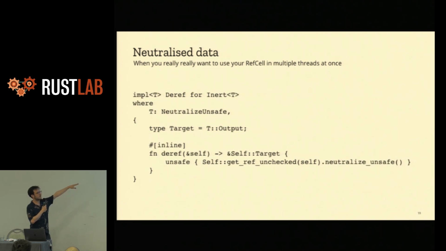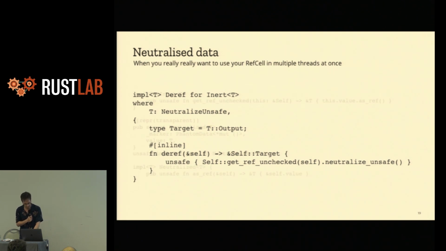So the NeutralizeUnsafe trait is just a trait with an associated type and a neutralize_unsafe method. And so your T type is the single threaded type that you can't access from multiple threads, and the T output must be Sync. And this is what the layout thread accesses indirectly instead of just going into the underlying data. So how does it work in practice?